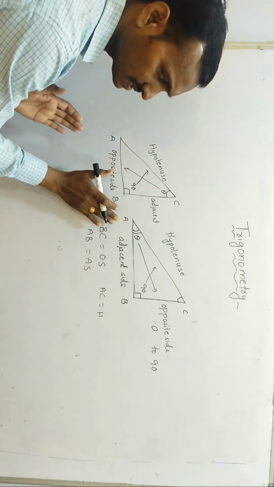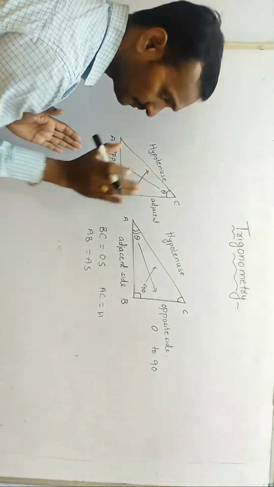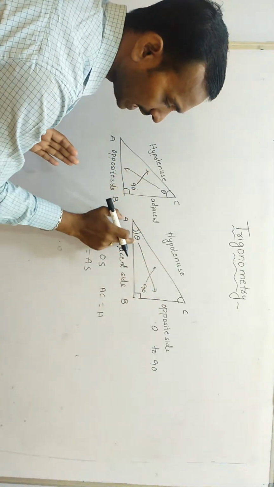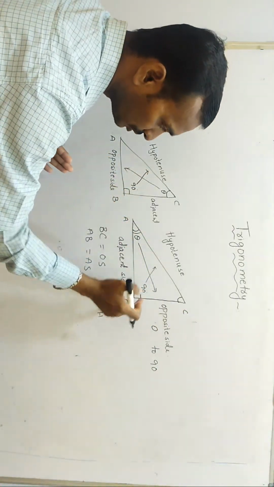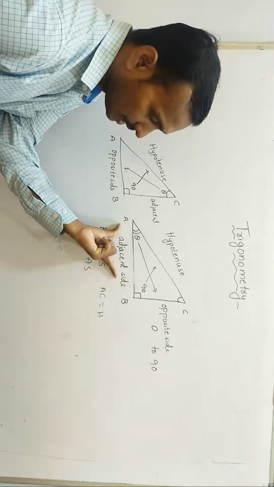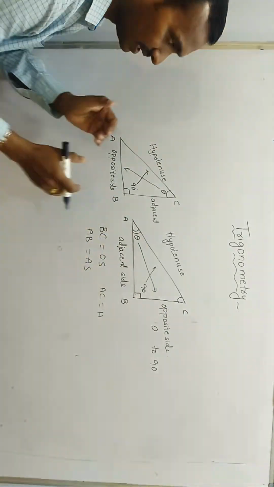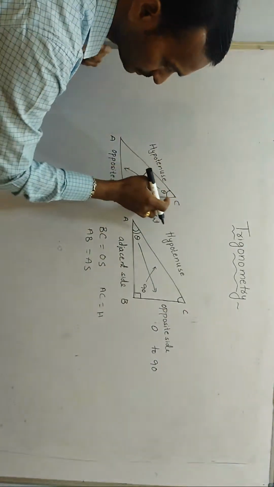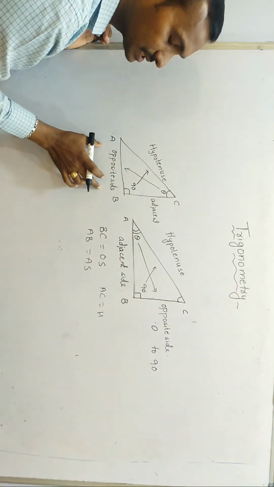If you see from this point A, the side opposite to angle theta is called the opposite side, and the other one is the adjacent. For example, if you see from here, this is the opposite side.